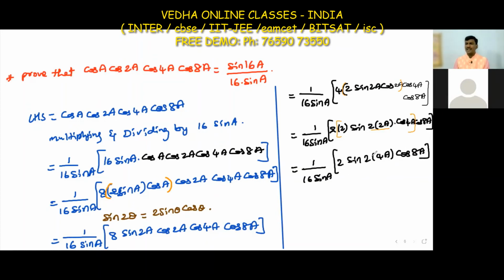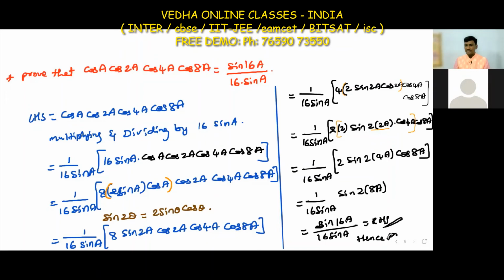2 sin 8A into cos 8A. Again we can apply the formula, that is sin of 2 into 8A. 2 into 8 is 16, that is sin of 16A divided by 16 sin A, which is equal to the RHS. Hence true.